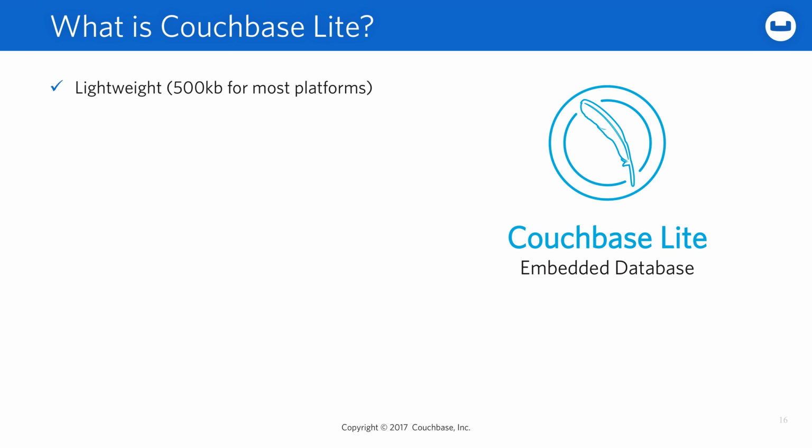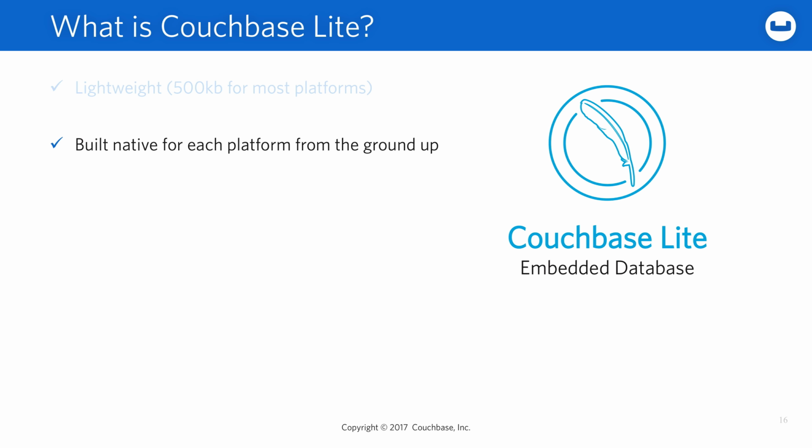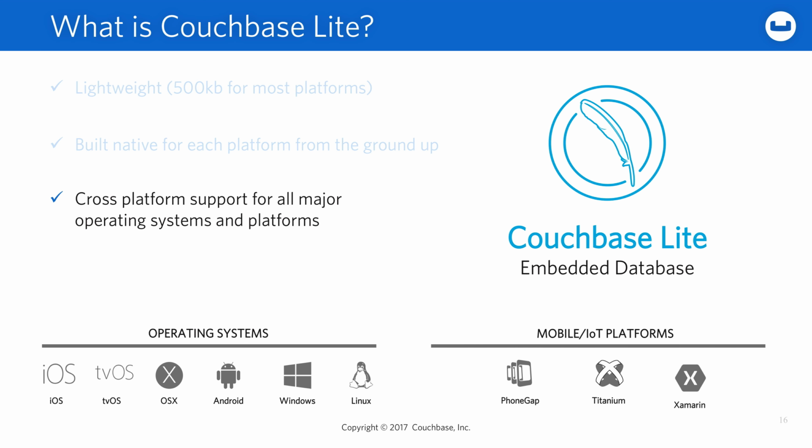Couchbase Lite is lightweight. You could think of it like SQLite, for example, if you're familiar with that widely known solution, but it's a lot more powerful. The reason why it is so performant is that it's built from native code for each of its platforms, from the ground up. It has cross-platform support for all major operating systems and platforms such as PhoneGap, Titanium, and Xamarin.